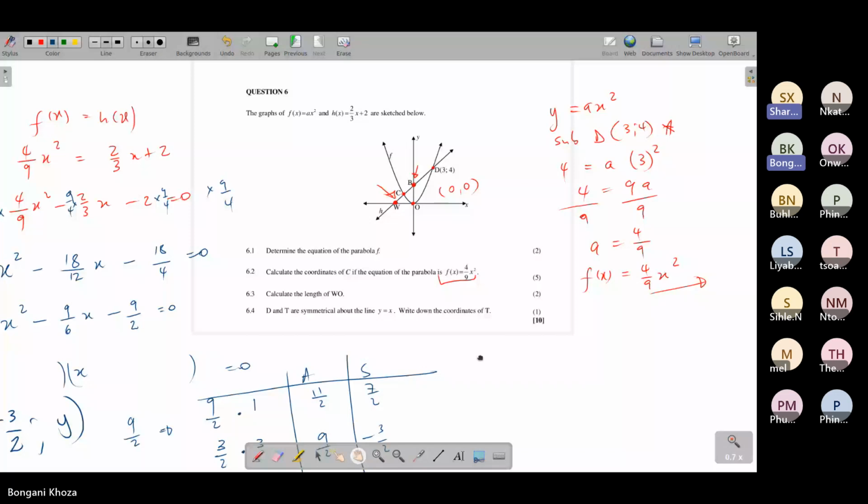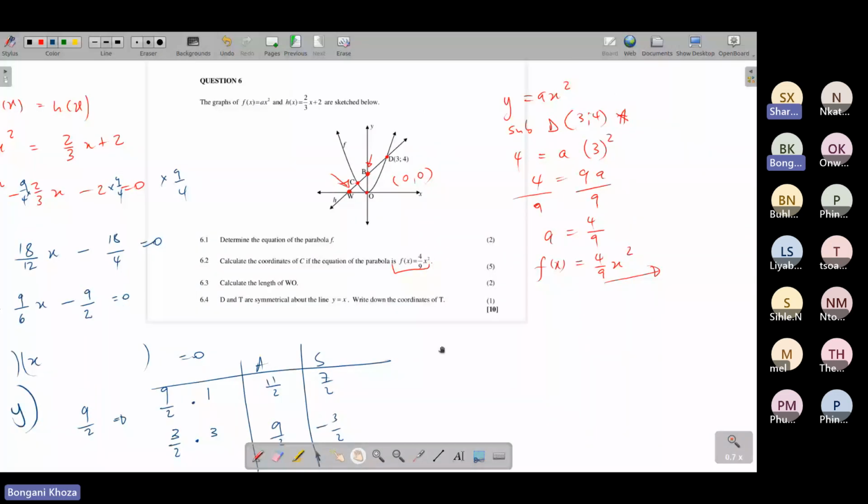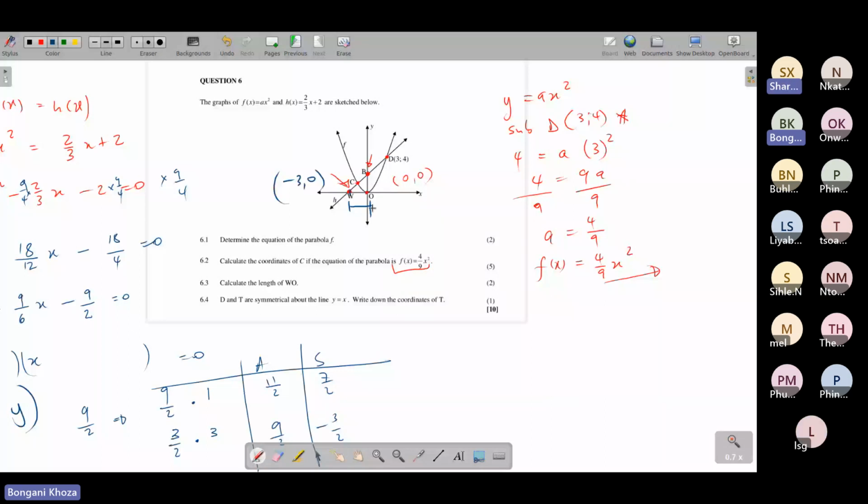All right, next they're asking us to find the length of WO. We now know the coordinates of W, which was negative 3 and 0. So from here to O, you just move 3 units. So this is just 3 units like that.